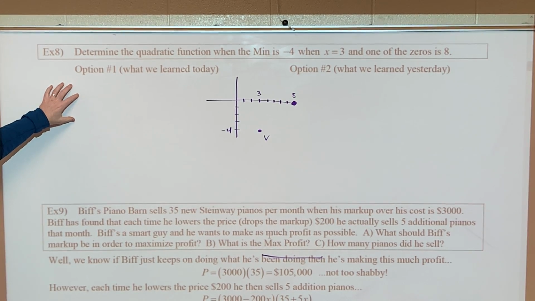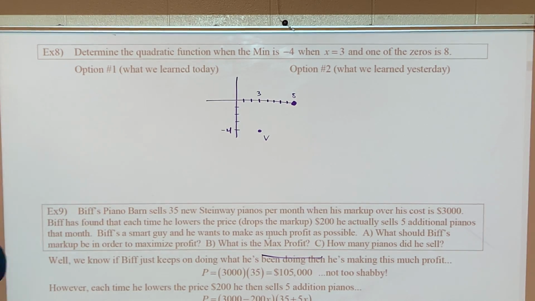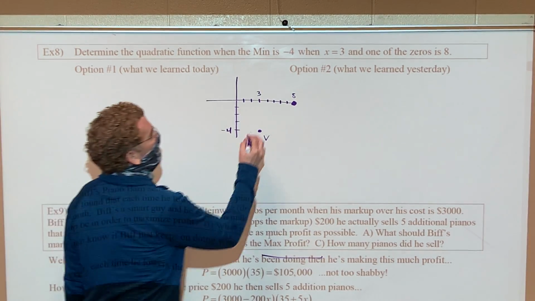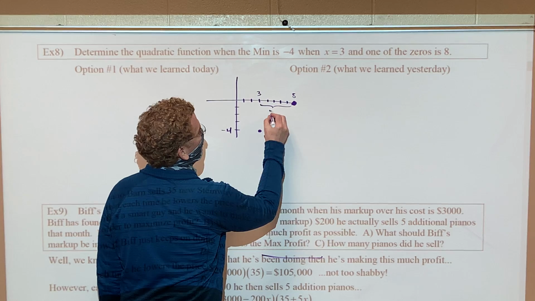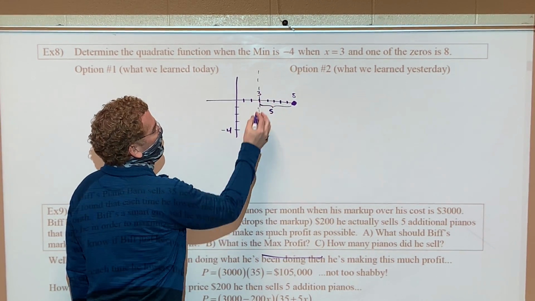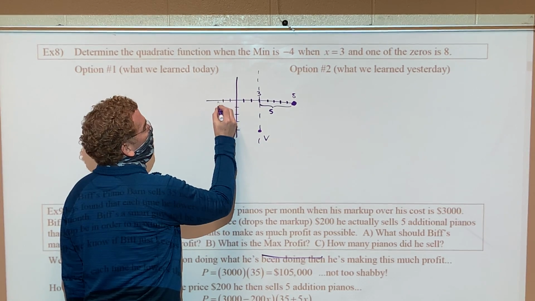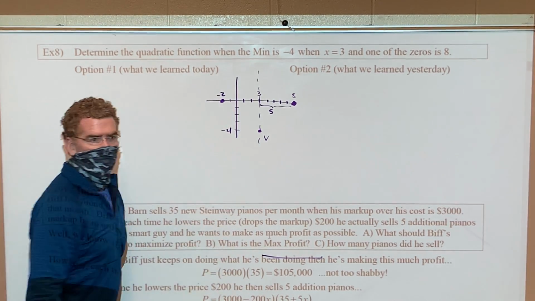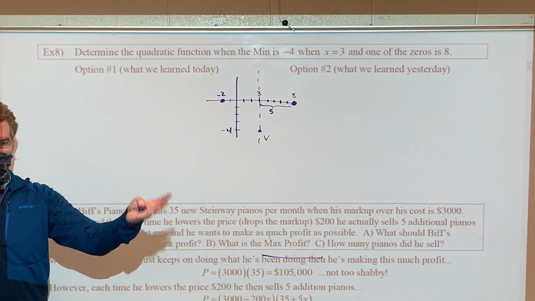Yes, I kind of do. It wasn't given to me directly, but indirectly I do. Because if I know that this distance right here is 5, and the axis of symmetry holds, then I could go the other way 5 also, couldn't I? And now I have the 2 roots.